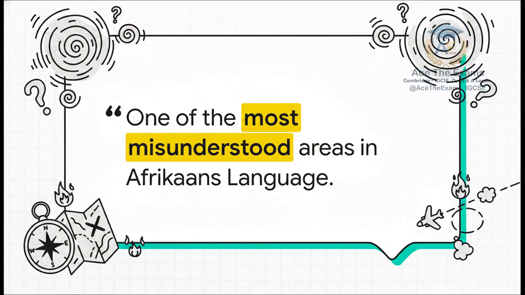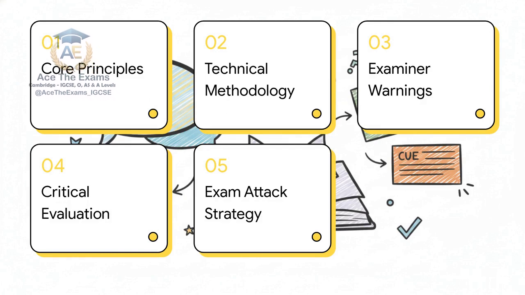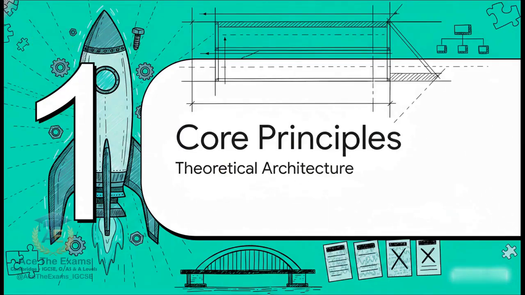It's an area where so many candidates veer way off course. They end up burning precious time and mental fuel on completely the wrong calculations. But look, that stops today. We're fixing your trajectory right now. So here is our authorized flight plan for this simulation. We're hitting 5 checkpoints: the core principles, the technical methodology, examiner warnings, critical evaluation, and finally, your exam attack strategy. Starting with Section 1, the core principles, which is the foundational theoretical architecture of your exam.